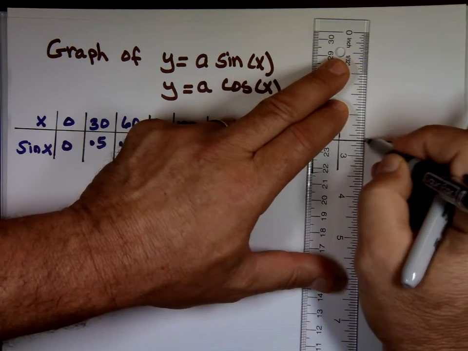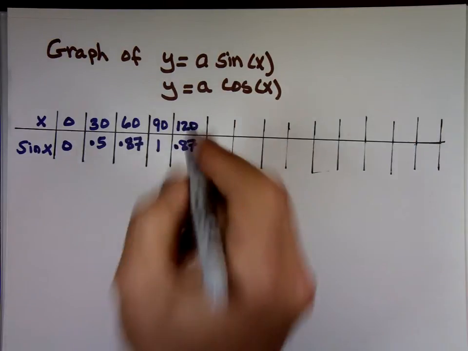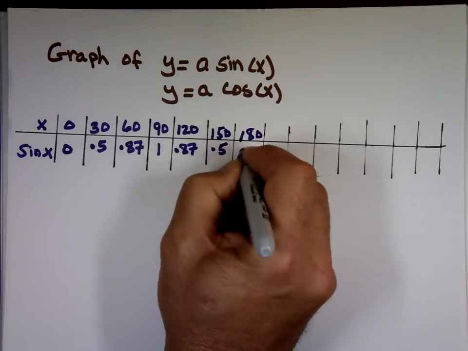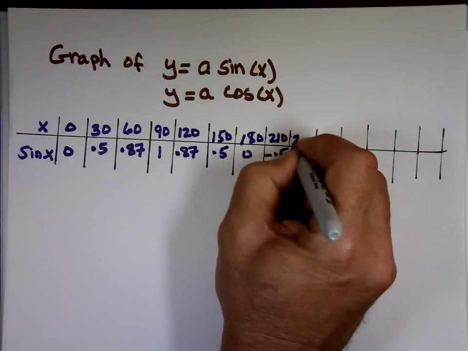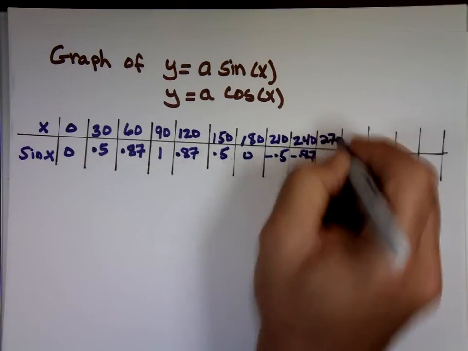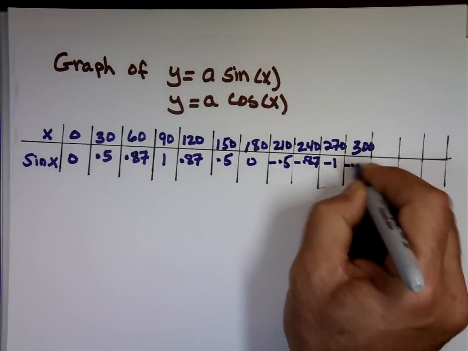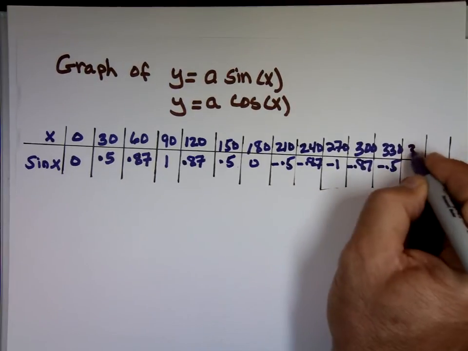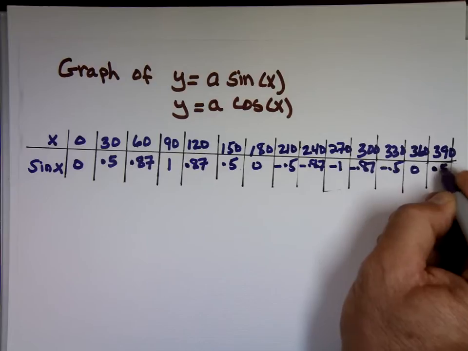I'm getting tired of stopping to draw the lines here, so I'll just go like this. Hopefully I have enough space here. 150, 0.5. 180, 0. 210, negative 0.5. 240, negative 0.87. 270, negative 1. 300, negative 0.87. 330, negative 0.5. 360, 0. 390, back to 0.5. And it keeps going.